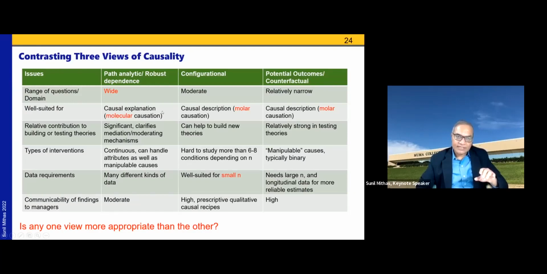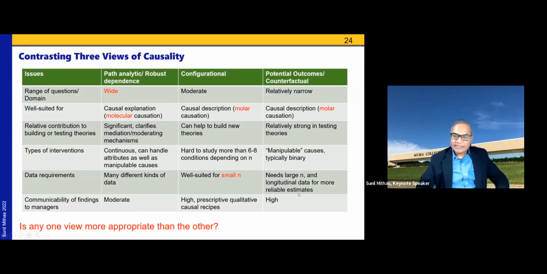These two approaches, this approach is more suited to explanation, while these approaches are more for causal description, relative contribution to building theories, types of interventions. You can handle many types of interventions. Although some people argue that here also you can handle continuous interventions, but it becomes harder to interpret them. The data requirements are also quite significant in the potential outcomes approach, not so much in the configurational approach. And here you can work with many different kinds of data and moderate sample sizes.